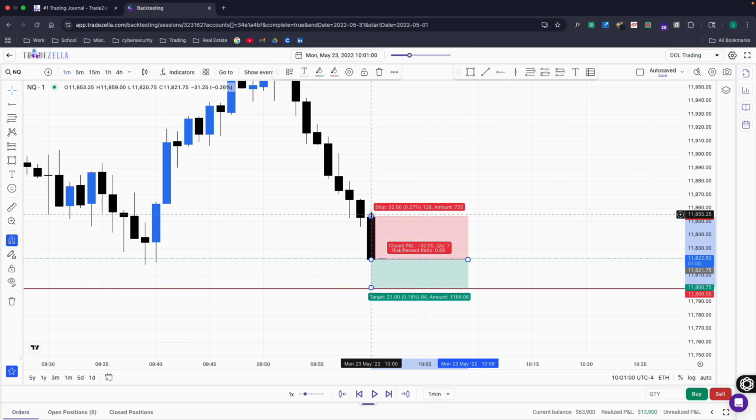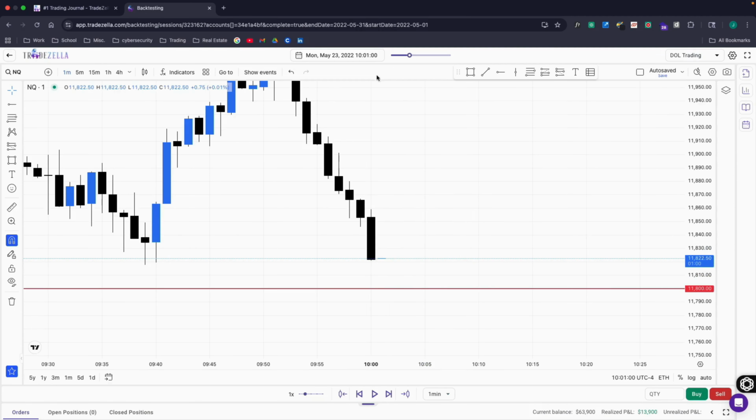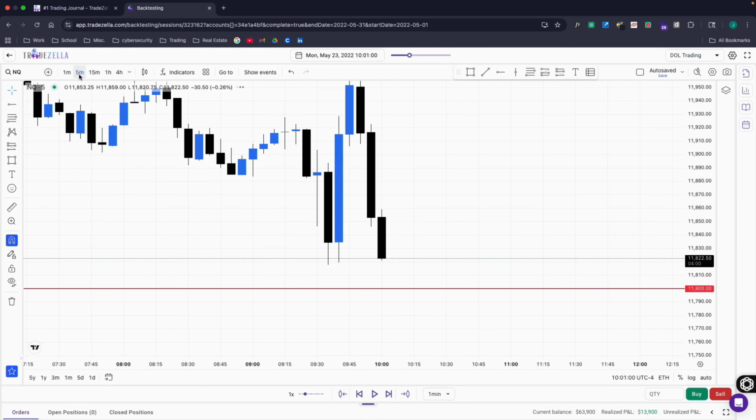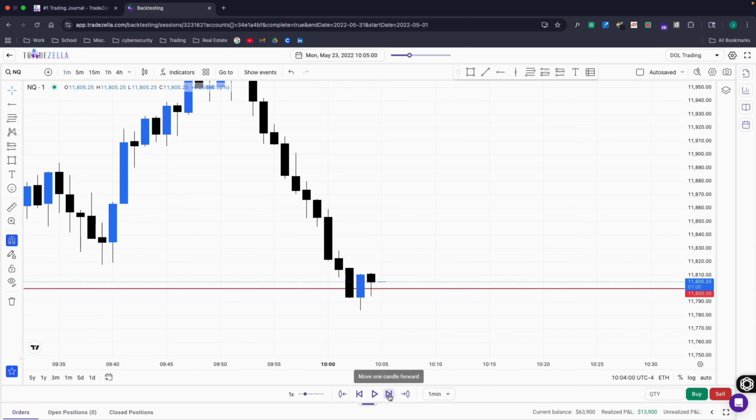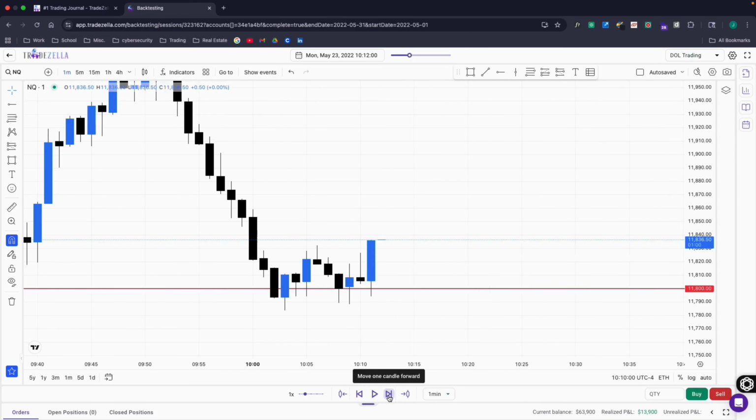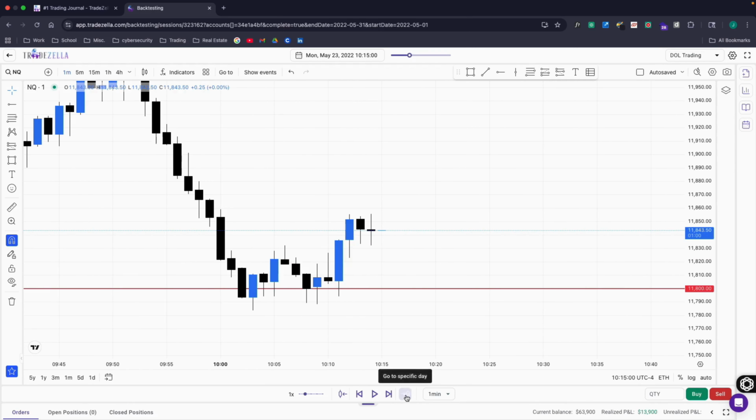This is just an ugly trade, I'm not going to lie. Yeah, it's not even worth taking it. Let's see what happens though. Yeah, immediately hit it in 2 minutes. It's whatever. That would have been an ugly trade to take. Alright, next time.